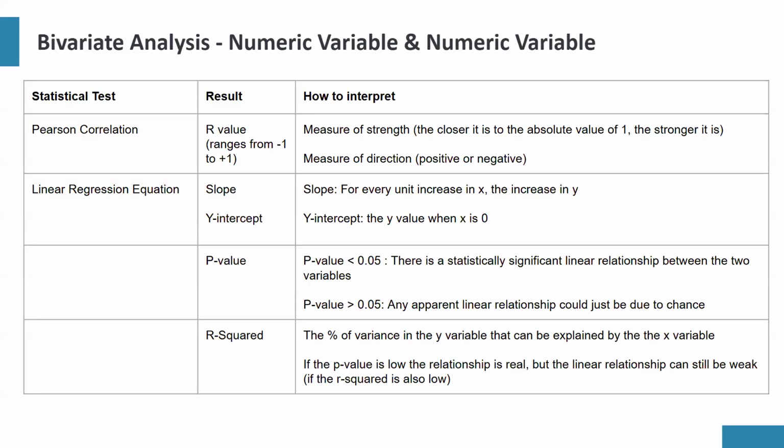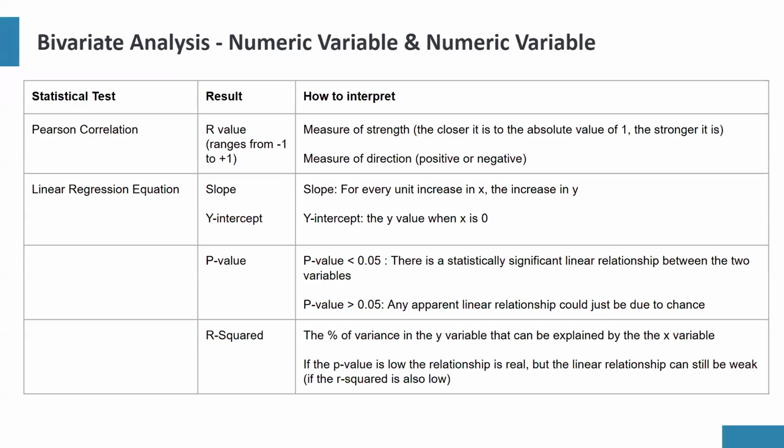So Pearson correlation, or just correlation, produces an R value or correlation value. It ranges from -1 to +1, and it indicates strength and direction. So the closer it is to +1 or -1, the stronger the relationship. The closer it is to 0, the weaker the relationship.